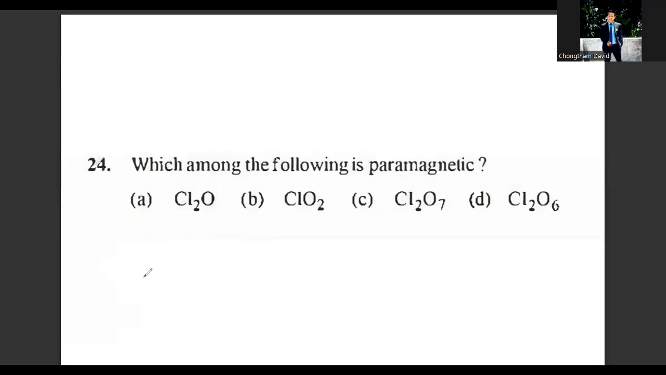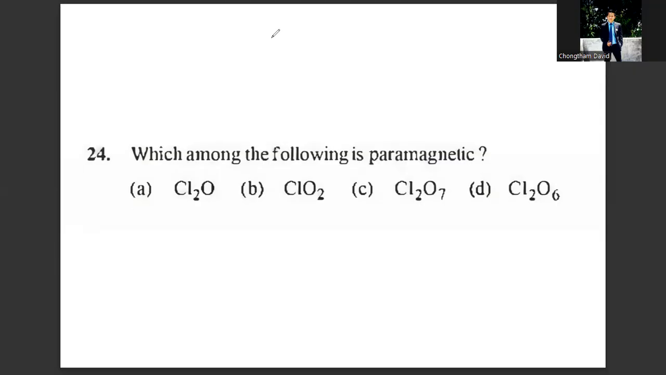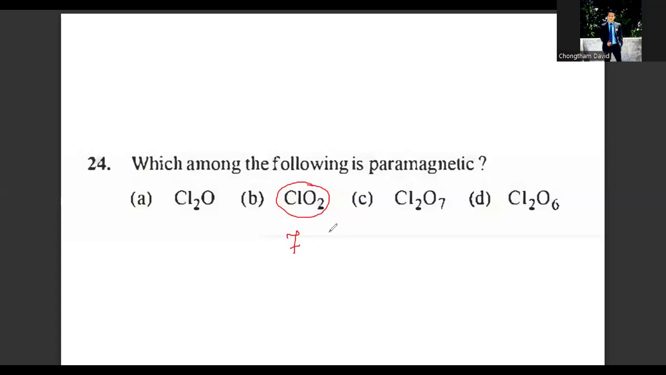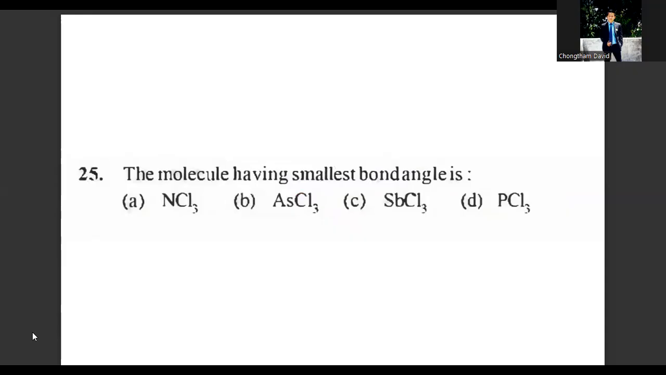Question 24. Which among the following is paramagnetic? Paramagnetic means those which have unpaired electrons. You see this ClO2, it contains 7 electrons on the central atom plus 12, 6 into 2 is 12. So what is the result in total? 19 electrons are present in the valence shell. So this is an odd number, right? That means there is a free electron. Odd represents free, so this must be the answer. If there are no free electrons, there would be a diamagnetic character. Pairing of electrons would have taken place.